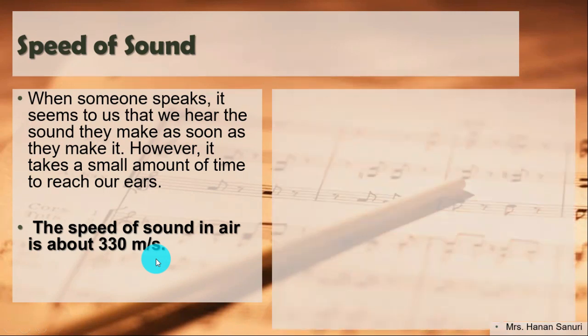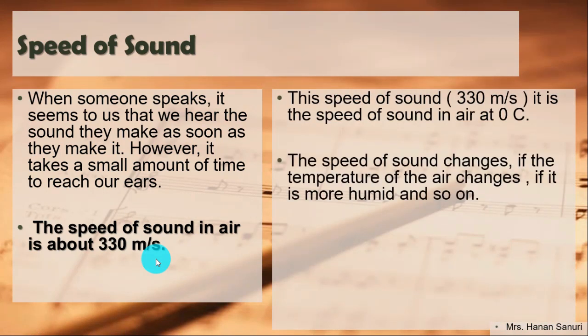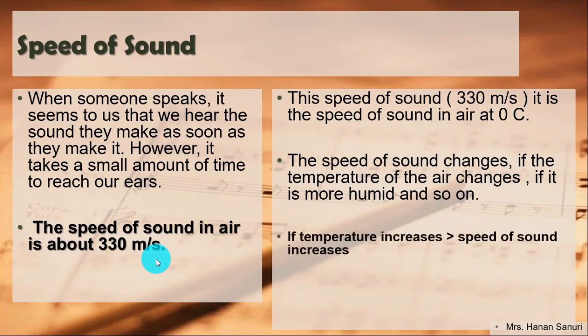Now, the speed of sound, 330 meters per second, is the speed of sound in air when the temperature is 0 Celsius. So it's not always 330 in air. No, it changes depending on what? On the temperature of air. It's 330 when the temperature of air is 0 Celsius. The speed of sound changes if the temperature of air changes, if it is more humid, and so on. So it depends on the temperature and also humidity.